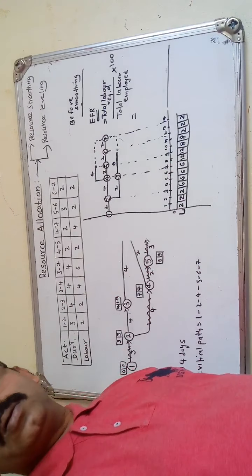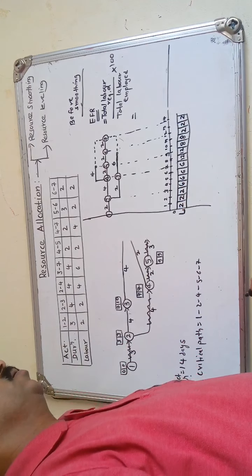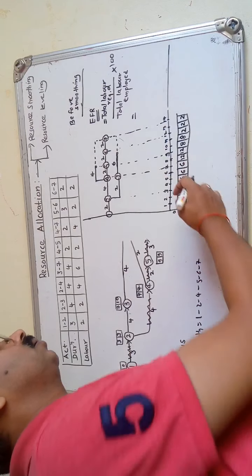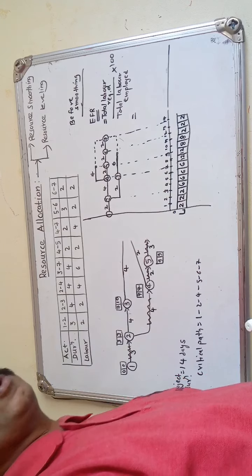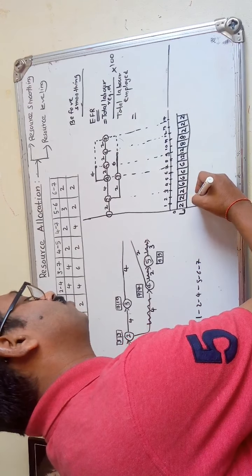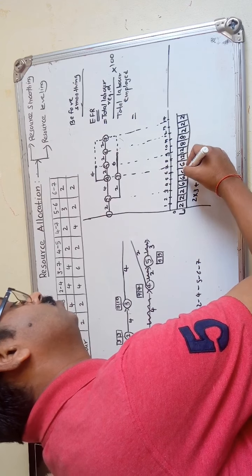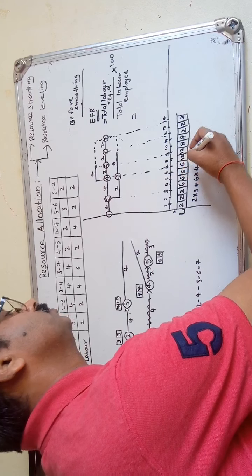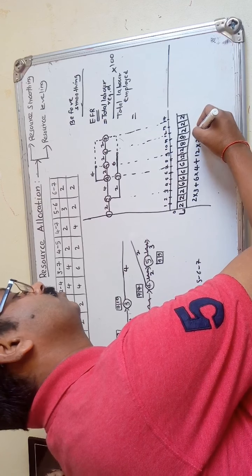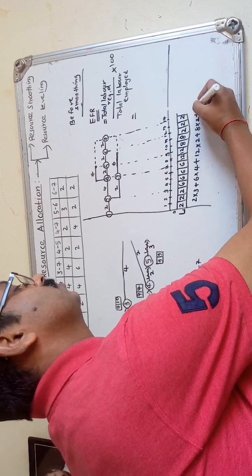So the total labor required is what you have to find from this particular demand, and you can draw the labor histogram easily by using it. Here, 2 labors we require for 3 days, plus 6 labors for 4 days, plus 12 labors for 2 days, plus 8 labors for 2 days, plus 2 labors for 3 days.